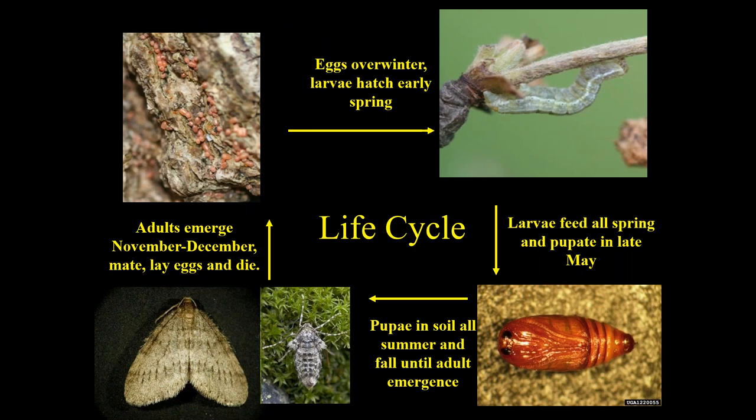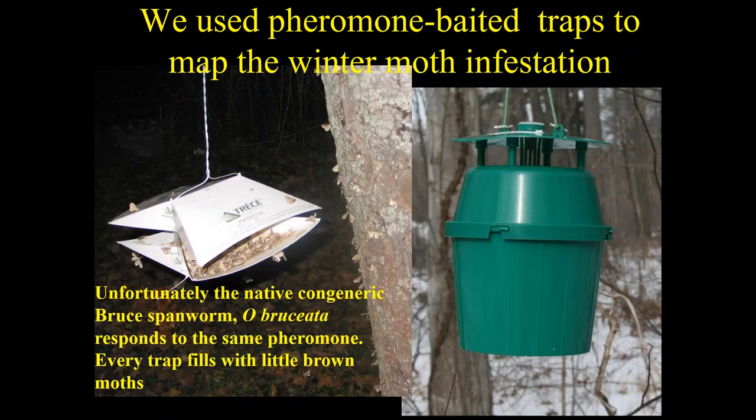So then the female produces a pheromone that attracts the males. They mate, and she then climbs the trees and lays the eggs. So there's one generation a year. So what did we do to take on this insect? Well, first we wanted to know, where is the winter moth? So we used pheromone baited traps to survey for winter moth.